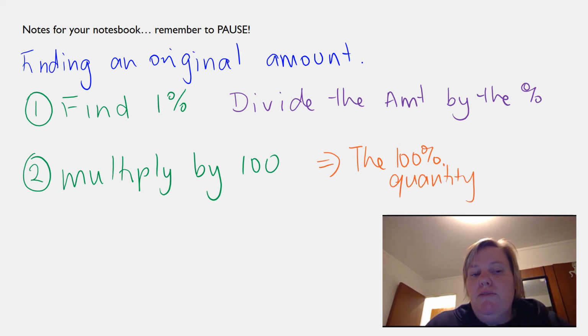Now, interestingly enough, this also works when you've got more than 100%. So if somebody told you you had 115%, and asked what was 100, then you just divide by 115 and then back up to 100. So it works for smaller and larger. Good luck. You need to pause now.